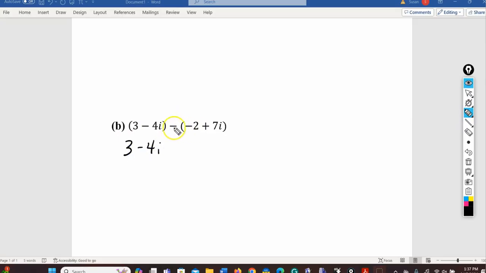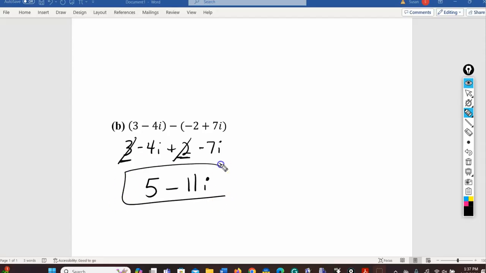Now there is a negative sign out the front, so if I distribute the negative sign through, negative 2 is plus 2, and minus 7i. Then we get the real part. 3 plus 2 is 5. And negative 4i minus 7i is negative 11i. And so that's my answer in standard form.